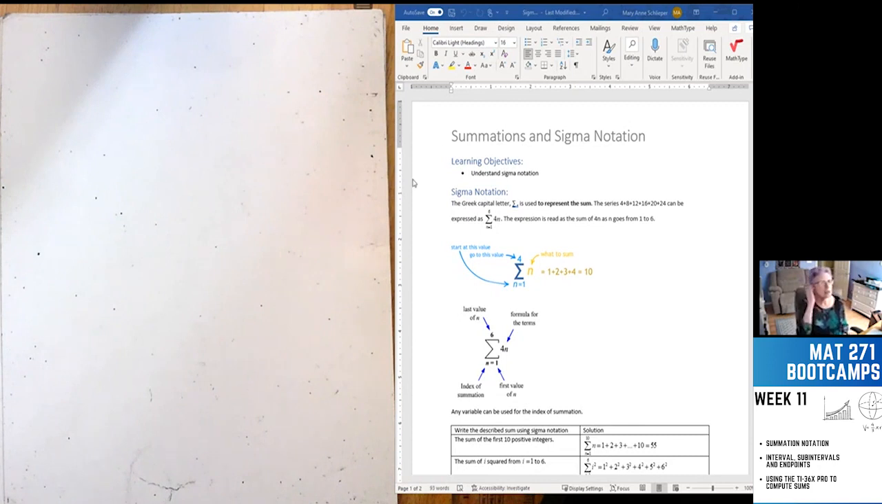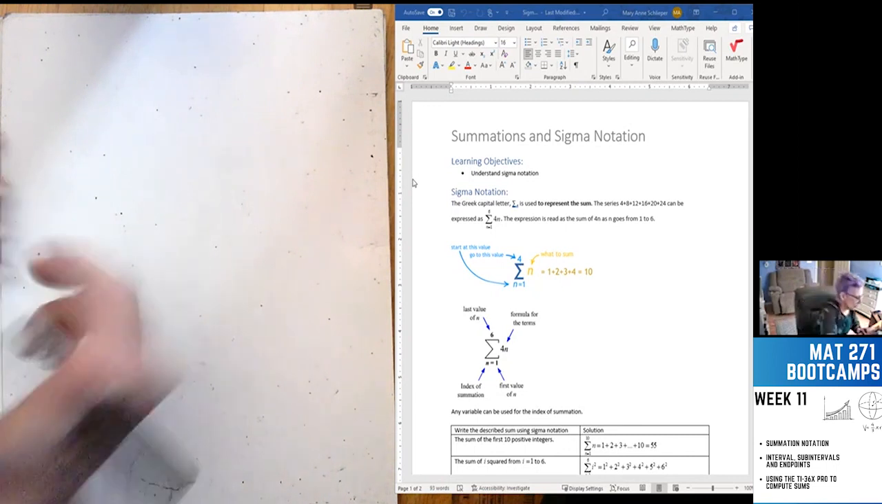Okay, so today is all about getting you ready for Riemann sums. Riemann sums is the next big thing that's going to come after you get an intro to antiderivatives. So Riemann sums is the way we estimate the area underneath curves.